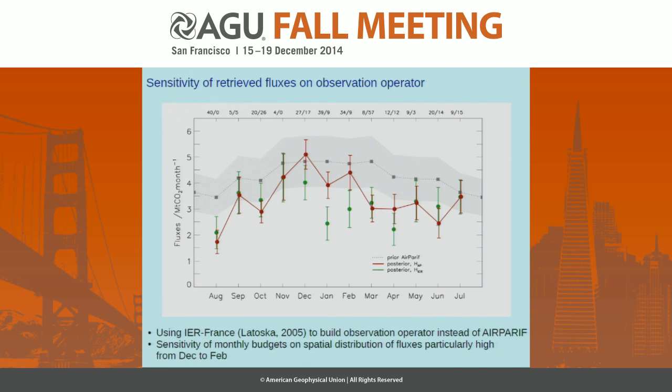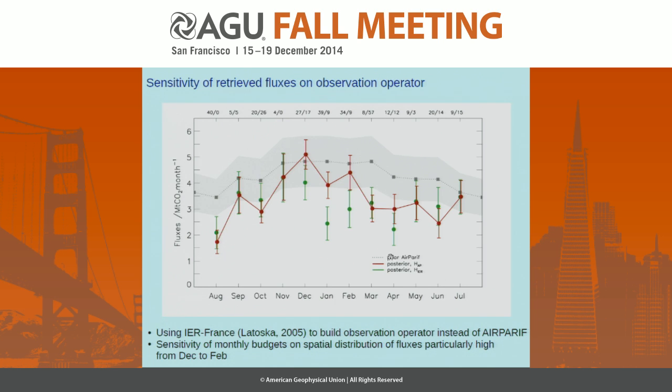What you see is that in spring you have very similar results. They also agree very well in fall, the greenish and the reddish line, and also in summer. But in winter there seems to be a strong difference, so that means that the monthly budgets are actually quite sensitive to the spatial distribution of the flux maps, which is quite interesting.